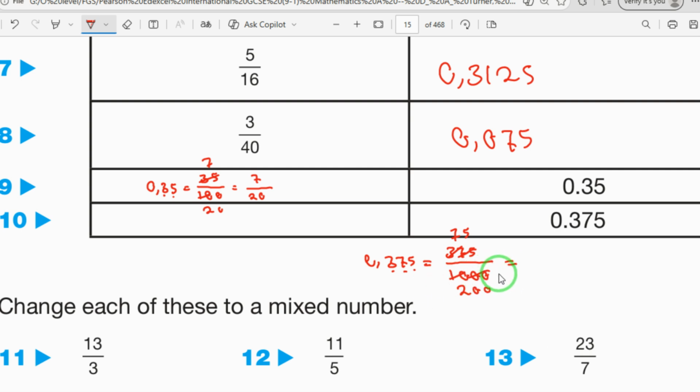Now it's also divisible by 5, actually by 25. 3 times 25 is 75. And 8 times 25 is 200. So the final answer is 3 over 8. We write here 3 over 8. This is the final answer.